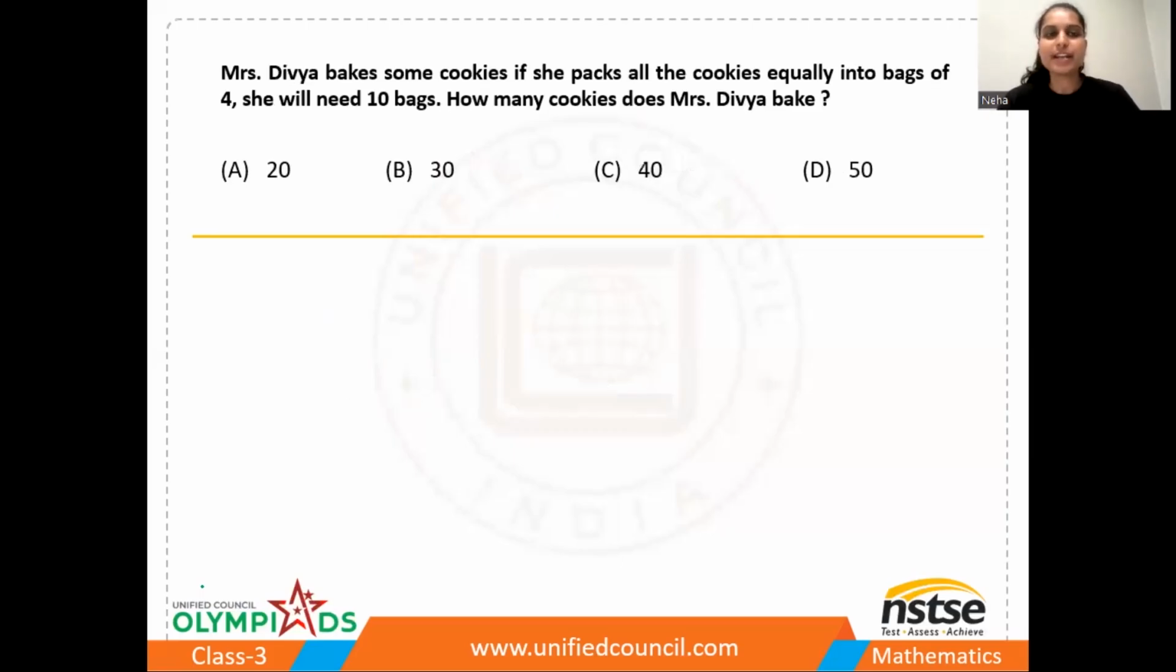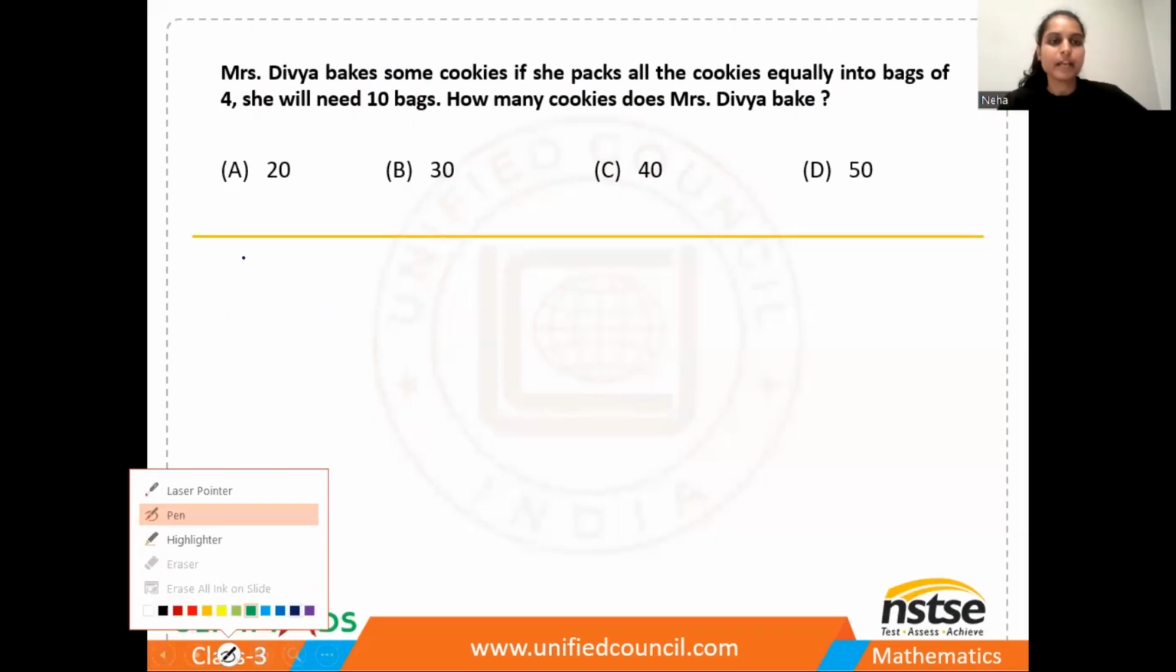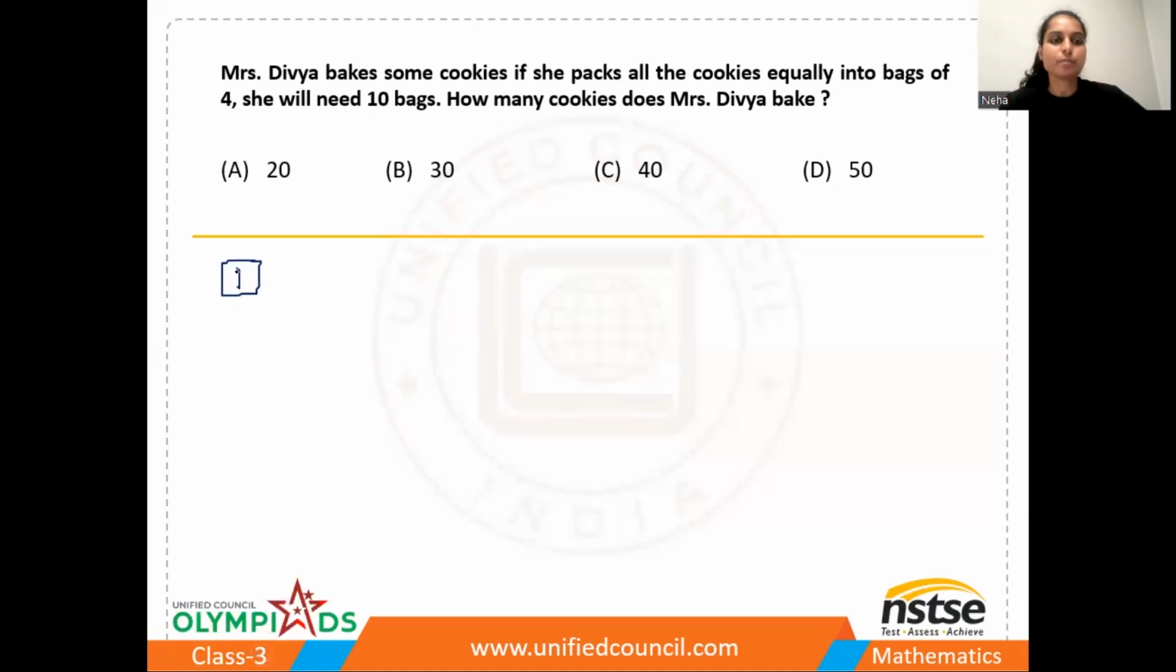Now let's move to the next one. This is your next question. The next question says that Mrs. Divya baked some cookies. If she packs all the cookies equally into bags of 4, that means in one bag she is going to pack 4 cookies. She will need 10 bags. So she needs 10 bags.